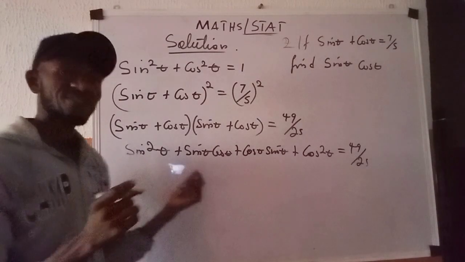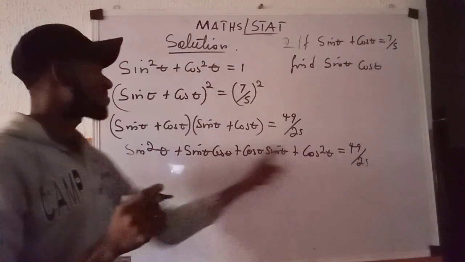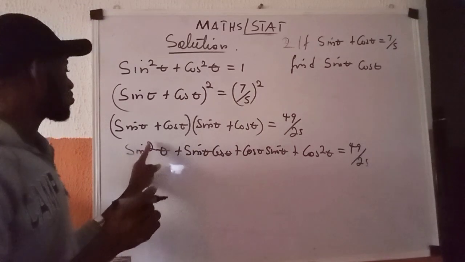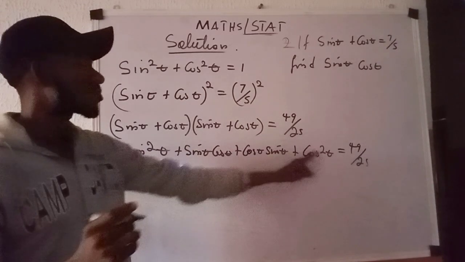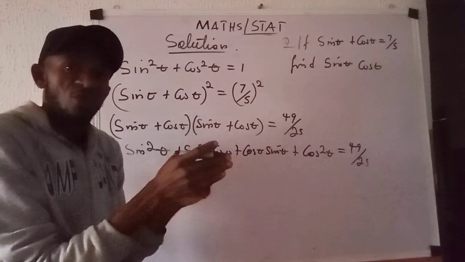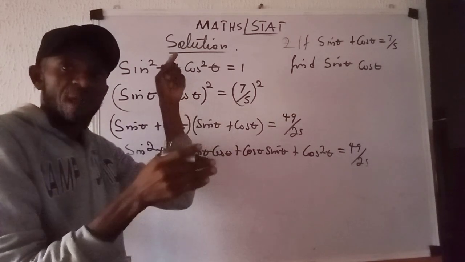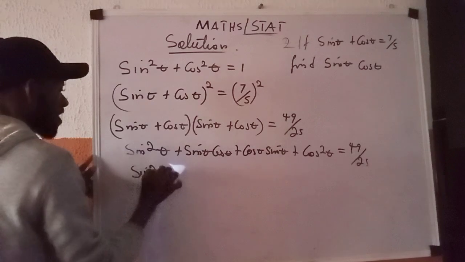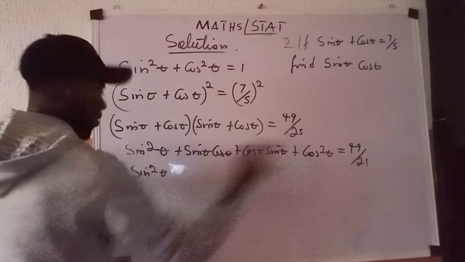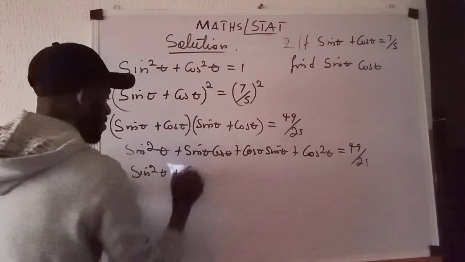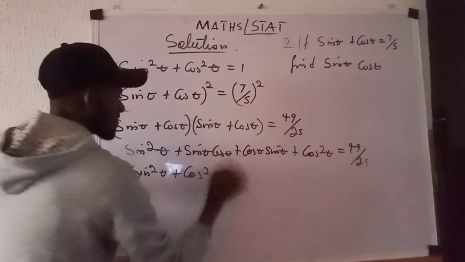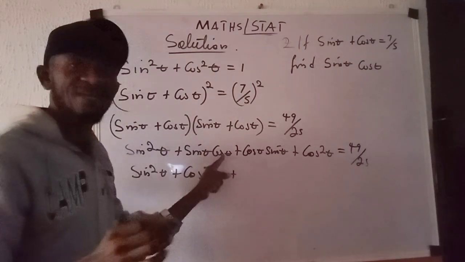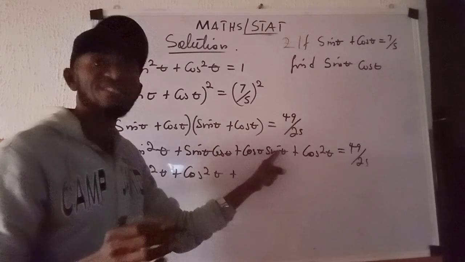What do we do next? Everything here has positive signs, no one is negative. So I have sine squared theta plus cos squared theta. Let me bring close all of those that contain squares. So I will be able to have sine squared theta for this, plus this one, cos squared theta, plus. Here is sine theta cos theta. Here is cos theta sine theta.